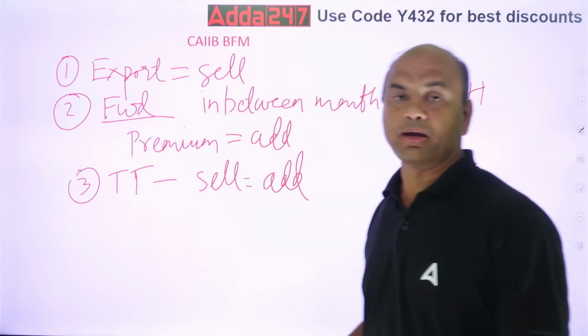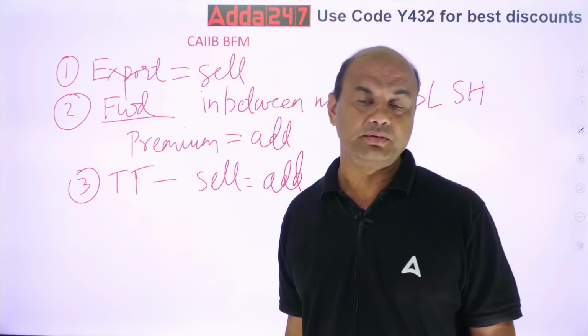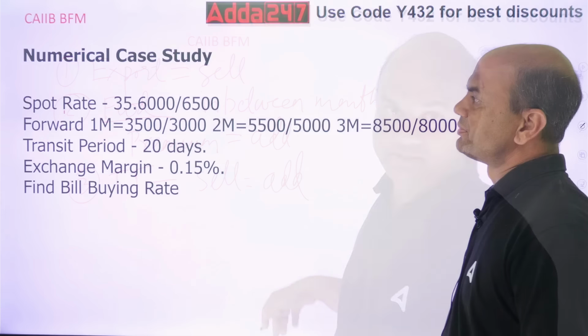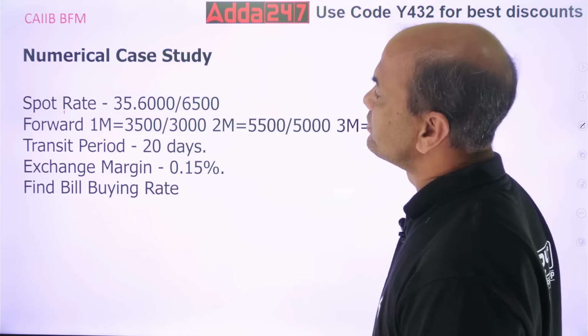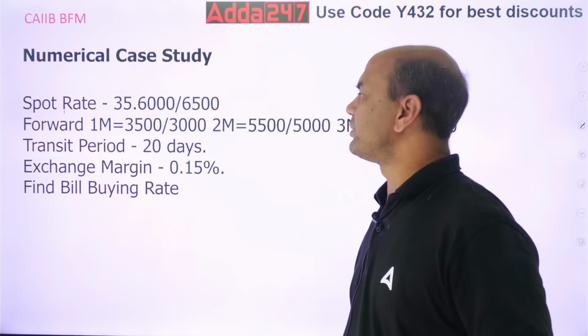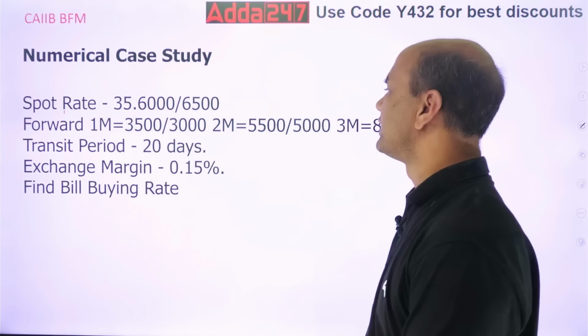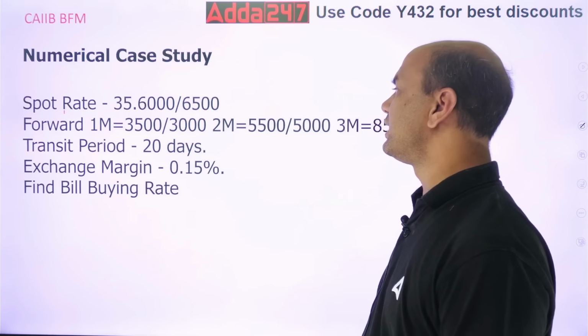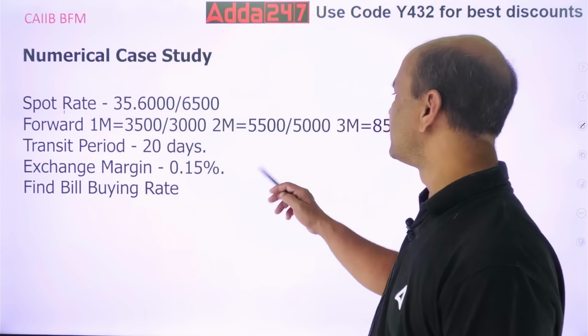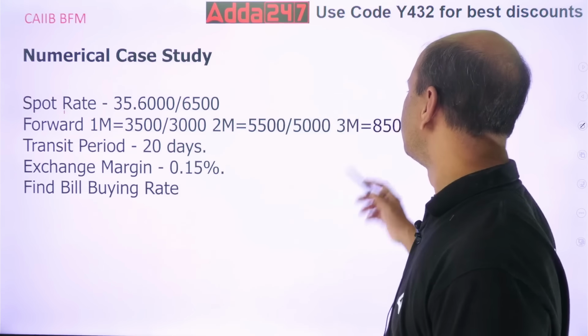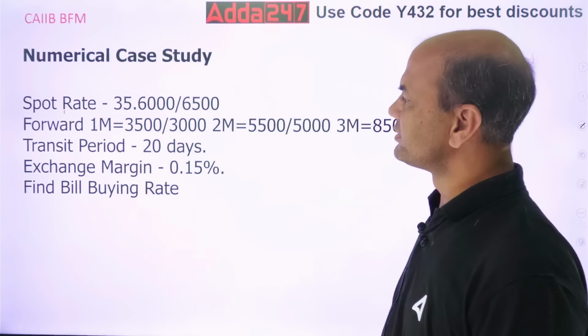Whenever you are buying, you should always subtract. Don't forget these basics. What is given? Spot rate is given as 35.6065. Forward for 1 month is given as 35 and 30. 2 month is 55 and 5. 3 month is 85 and 80.